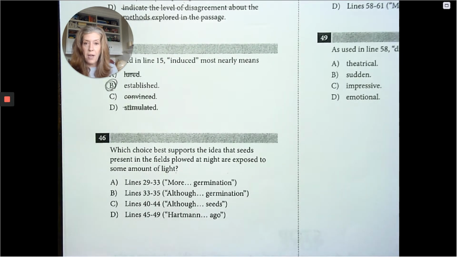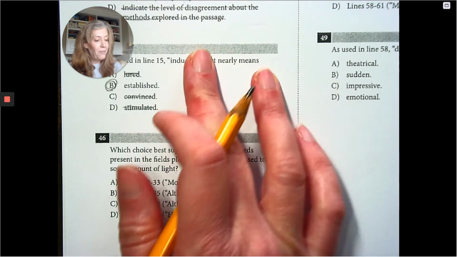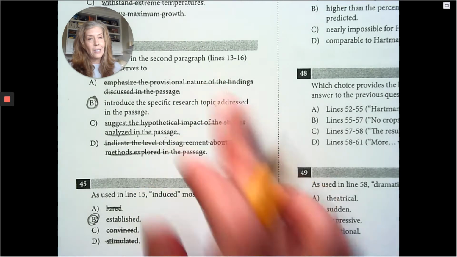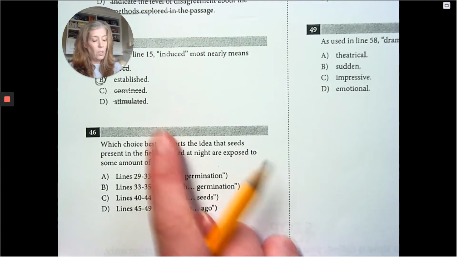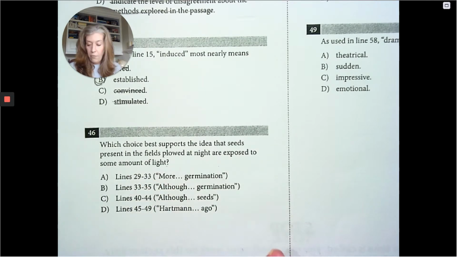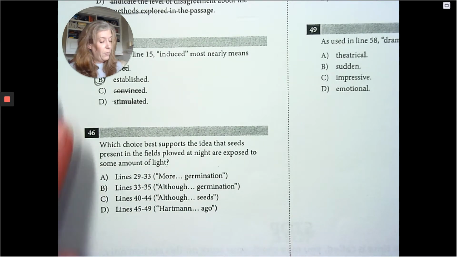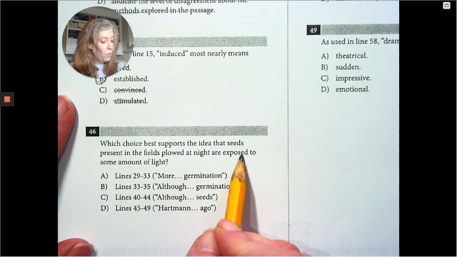46. Which choice supports the idea that seeds present in the fields plowed at night are exposed to some amount of light? I'm looking very quickly, line 15, line 13. So unfortunately, we can't use the question order rule because this starts on line 29. So unfortunately, we can't use it on this one. But let's have a look. Exposed to some amount of light.